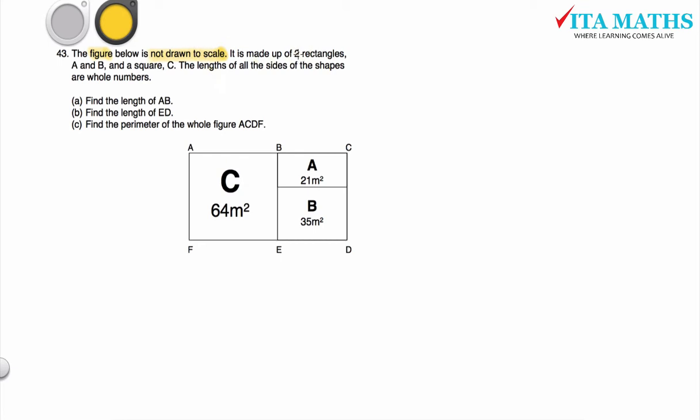So this diagram is made of two rectangles, A and B, and a square C. So A and B are rectangles and C is a square. The lengths of all the sides are whole numbers. So if you're doing your calculation and you start to have a decimal point or fraction or weird number that's not a whole number, something has gone wrong somewhere. Okay?